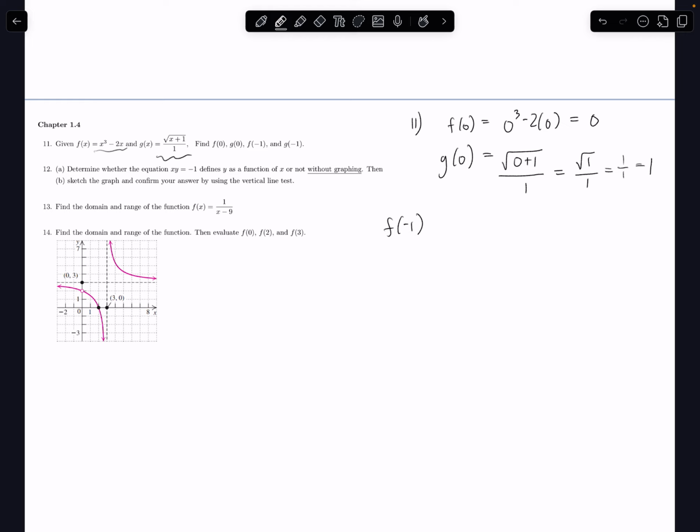F of negative 1 is negative 1 cubed minus 2 times negative 1. I suggest keeping the parentheses so that you don't mix up a sign. Negative 1 cubed is negative 1. And negative 2 times negative 1 is positive 2. Negative 1 plus 2 is 1. So there you go. Yeah, that's correct. Let's box our answers here.